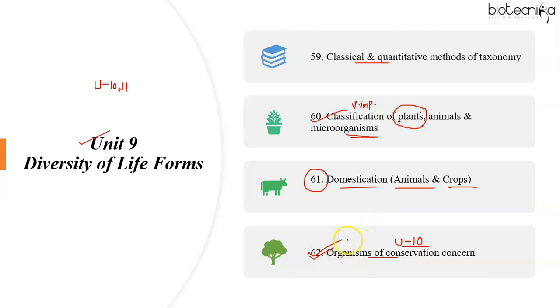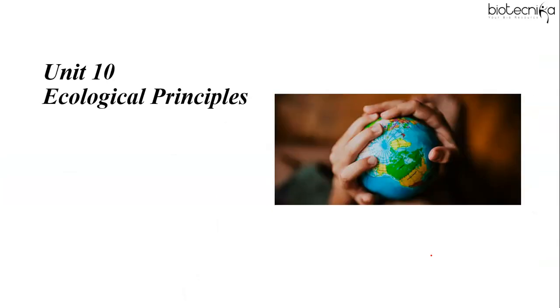Either they'll give you the name of the species, plant or animal species, and ask whether they are endangered, so they ask you about their status. Or maybe they give you the name of the species and ask which national park it is a key species of. Such types of questions are often expected from this Unit 9 and this particular topic, organisms of conservation concern.